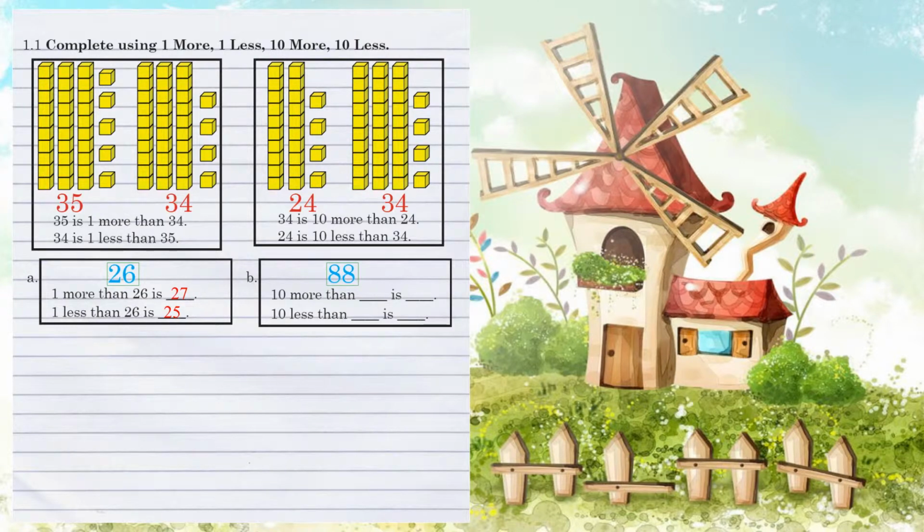Let's look at example B. 10 more than 88, which is the number that we have here, is what? Well, we're changing the value of the tens position only. So the 8 will become a 9 to get a 98. 10 less than 88. Again, we're only going to change the value of the tens position, but if we go back 10, then we will have a 78.